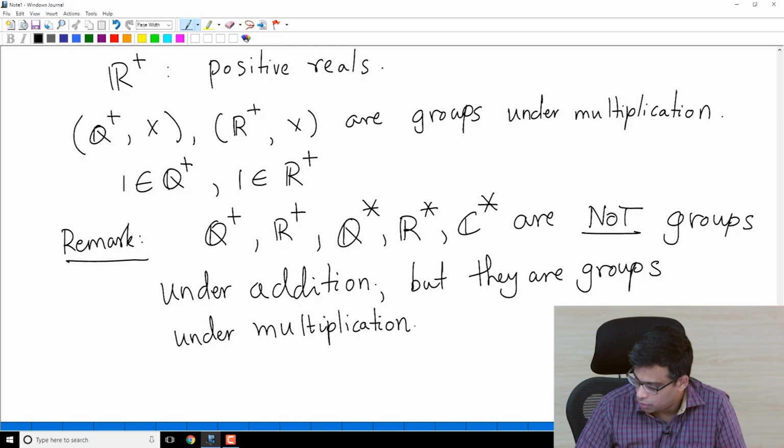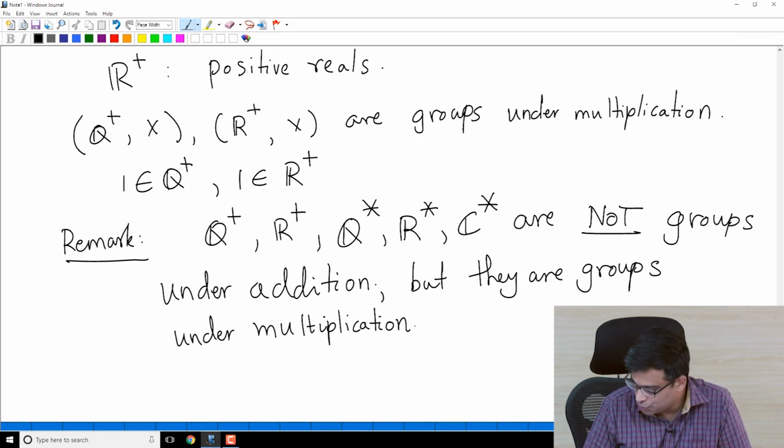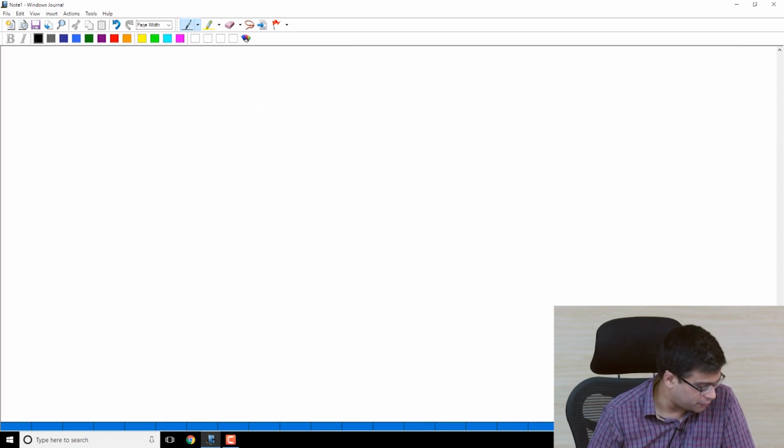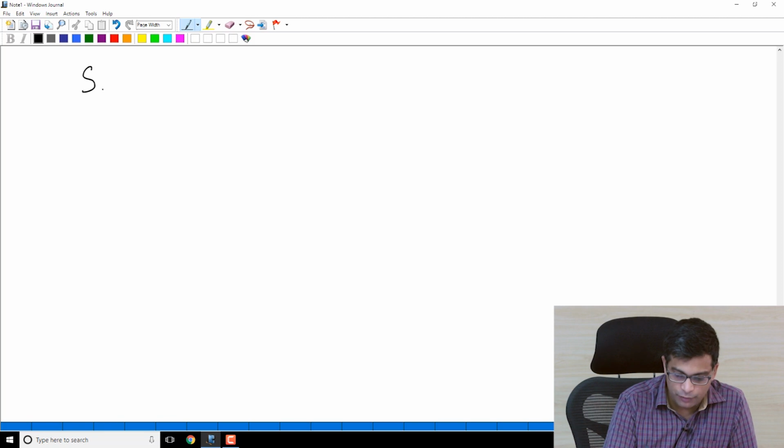So, it is important to keep in mind that when we specify a group, we must specify a group operation. Okay. So, let us look at a couple more examples of groups before we study properties of this. So, I want to generalize the definition of S3 that we considered.